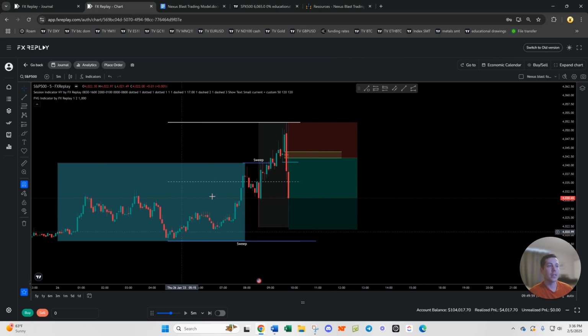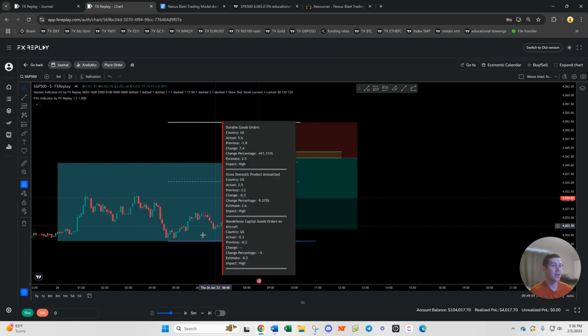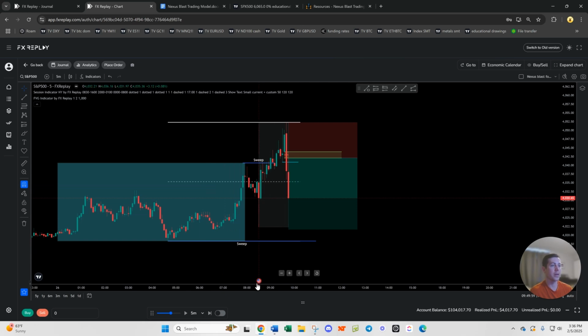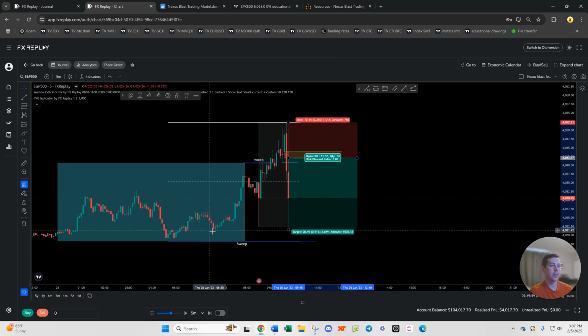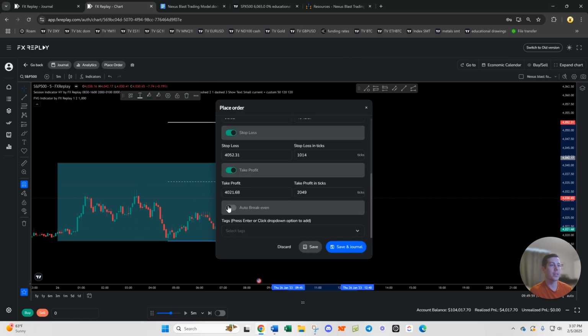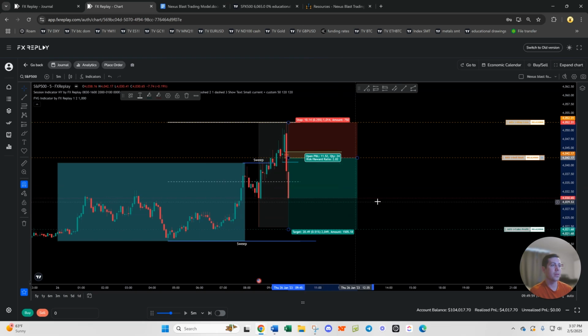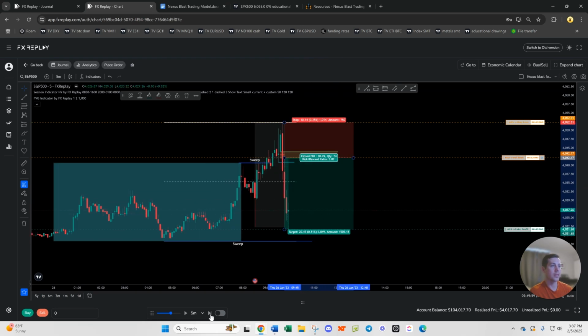So on this day we had a sweep of the London high, so we're looking for a short. There was some pre-market news that we wouldn't have traded during, but it's been a little while. There are no ongoing speeches or anything, so a retest of this fair value gap is valid for a short as long as price doesn't take out this London low before then. So go ahead and place an order. Looks like this low right here is basically where I got my take profit from. I'll place my order, and we'll save and see how this one played out.